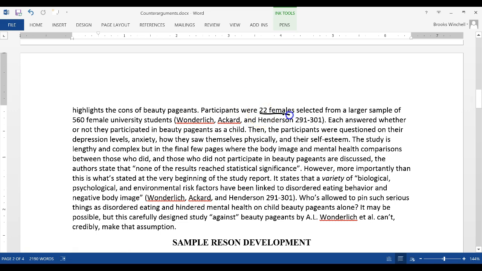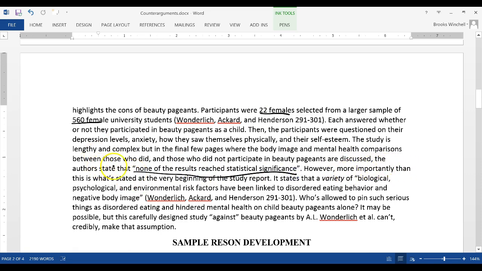Participants were 22 females selected from a larger sample of 560 female students. They each answered whether or not they participated in child beauty pageants as a child. Then the participants were questioned on their depression levels, anxiety, and how they saw themselves physically and their self-esteem. This study is lengthy and complex, but in the final few pages where the body image and mental health comparisons between those who did and those who did not participate in beauty pageants are discussed, the authors state that none of the results reached statistical significance.